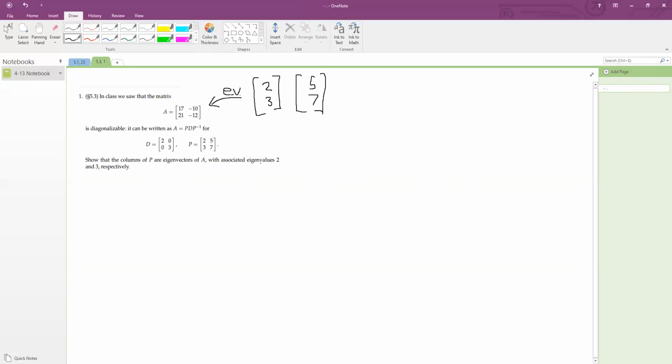And we're also given the associated eigenvalues 2 and 3. So that means this should have the eigenvalue of 2, and this should have an eigenvalue of 3.